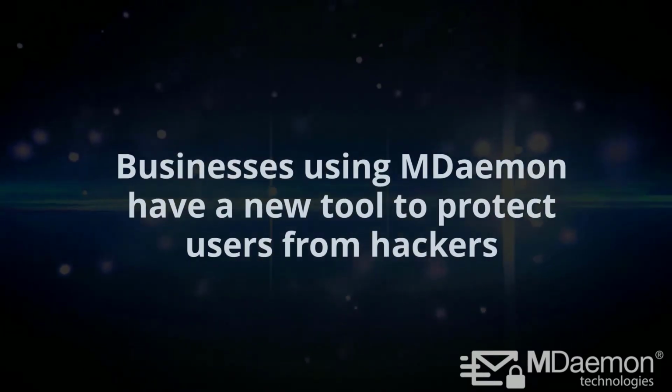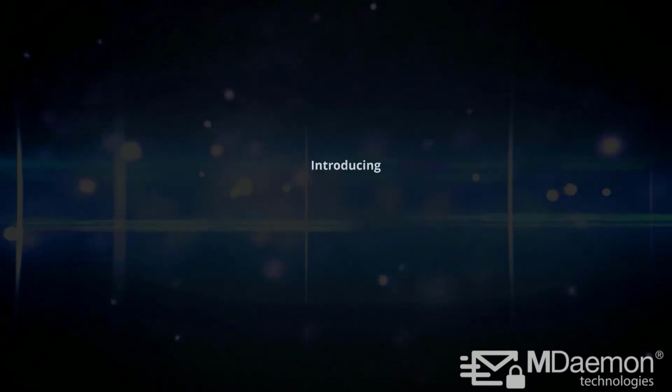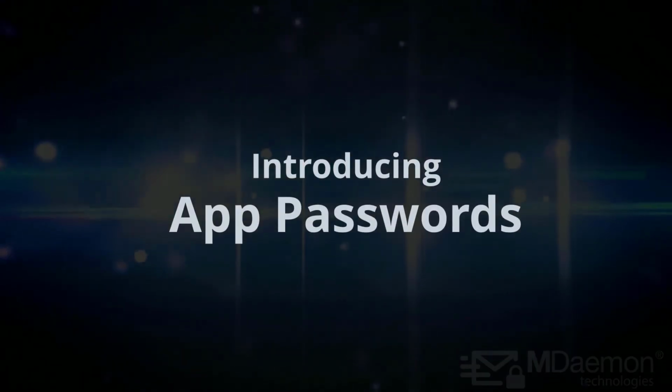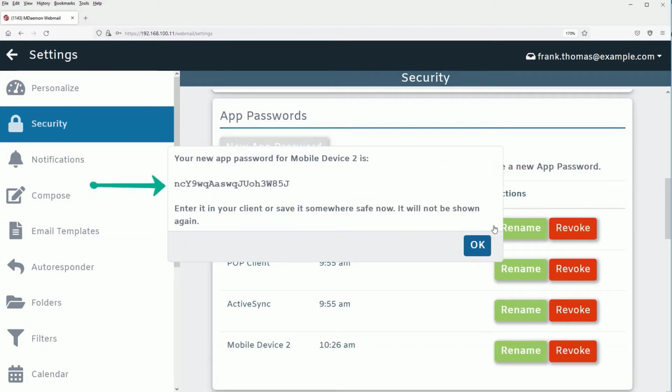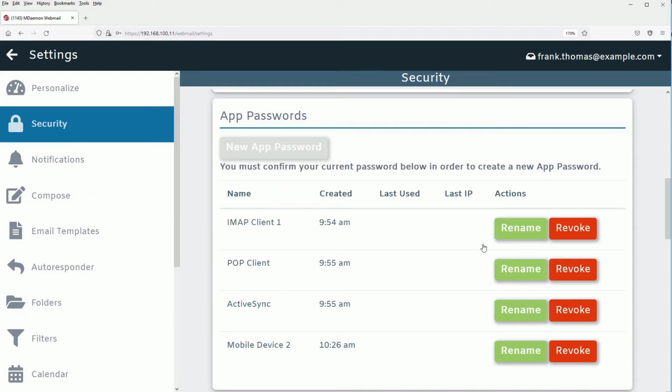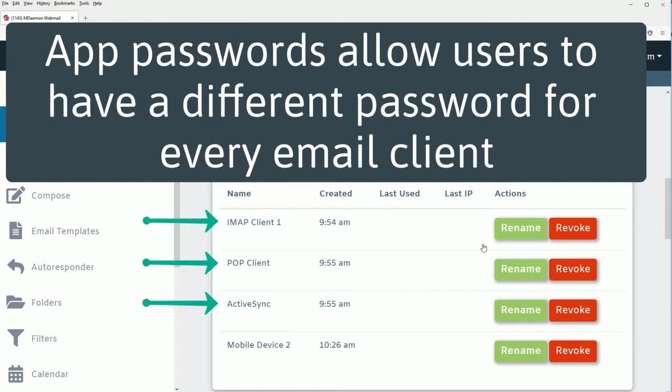Businesses using MDaemon have a new tool to protect their users from hackers. In MDaemon 22, we introduced app passwords. App passwords are long, randomly generated passwords that email clients can be configured to log in with instead of a user's account password. While a user's email account typically has a single password, app passwords allow users to have a different password for every email client or connection they use.